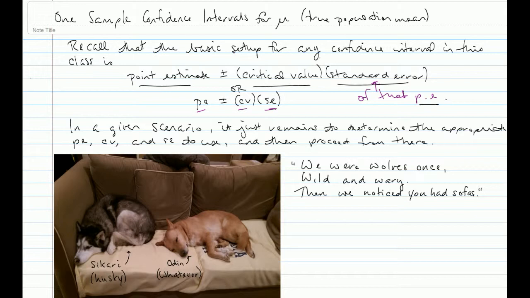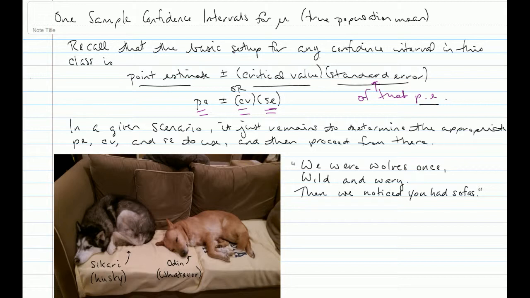So whether that point estimate is p hat or that point estimate is x bar, we're going to use the appropriate standard error for that point estimate. So that's important. So that's going to be reduced to PE plus or minus CV times SE. So in a given scenario, we just need to determine the appropriate PE, CV, and SE to use, and then we're going to proceed from there.